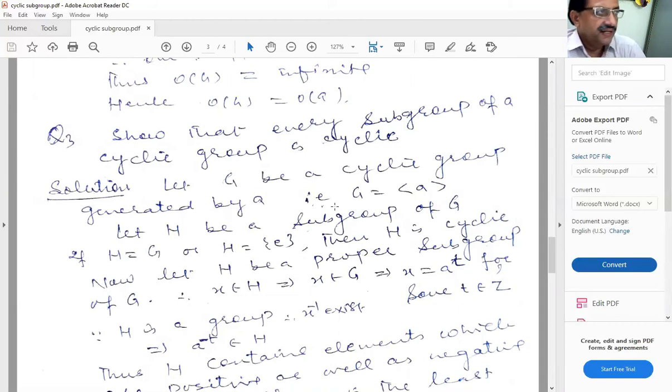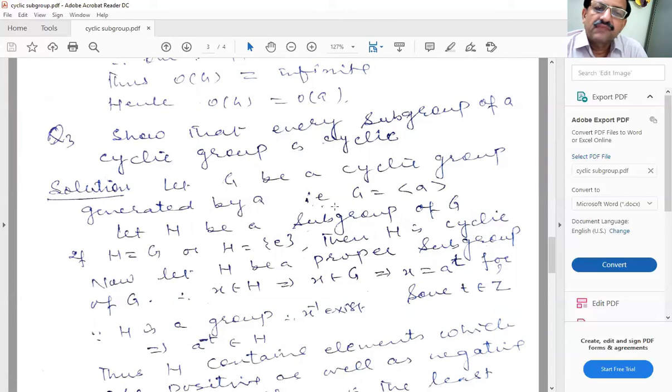When G is a group and X is an element of G, then X inverse is also an element of G. If H is a non-empty subset of G, then also H behaves like a group, and X belongs to H implies X inverse also belongs to H. Now the question, third question: show that every subgroup of a cyclic group is cyclic.